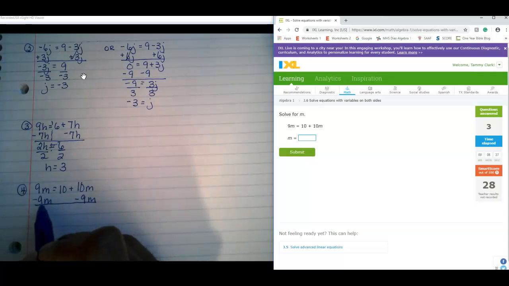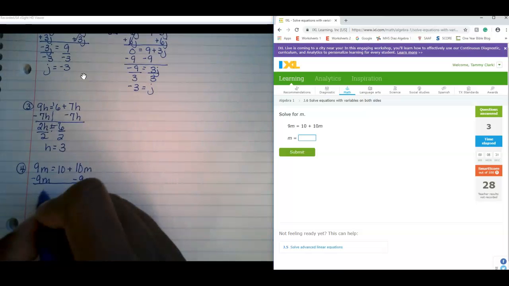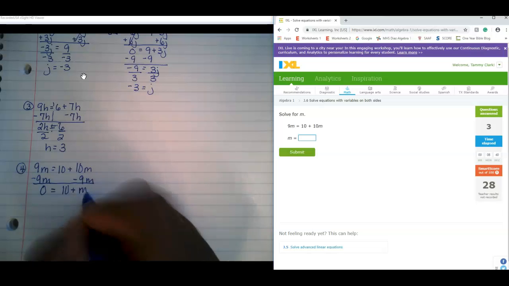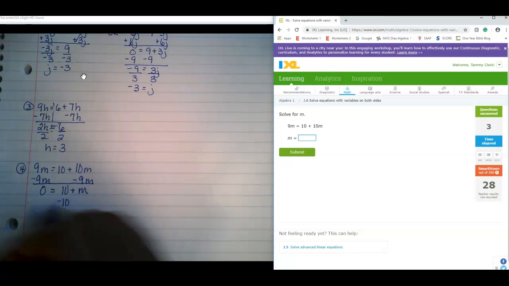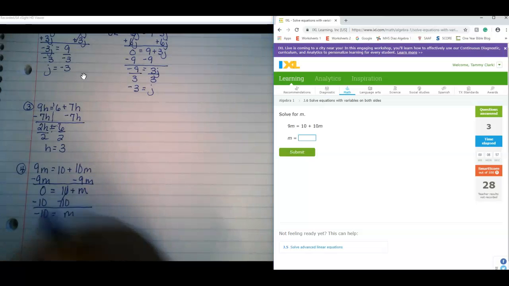Remember what this is called? Hopefully you said additive inverse pair, and you would be right. So that gives me 0 is equal to 10 plus 10 minus 9 is 1m. So you could either write m or 1m. I don't want the numeric and algebraic term on the same side of the equal sign because I'm trying to get m alone. So I'm going to subtract 10 from both sides of the equal sign, and I'm left with m is equal to negative 10.